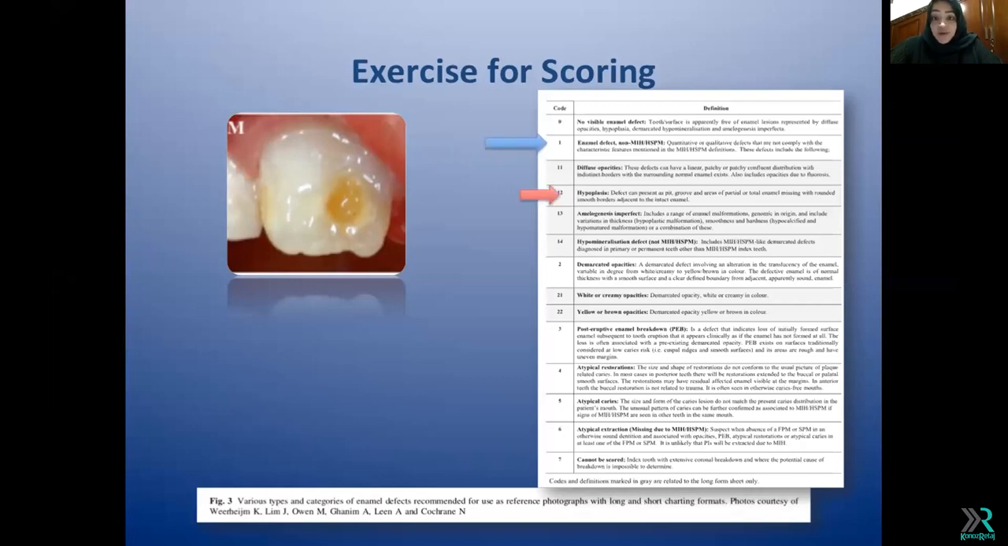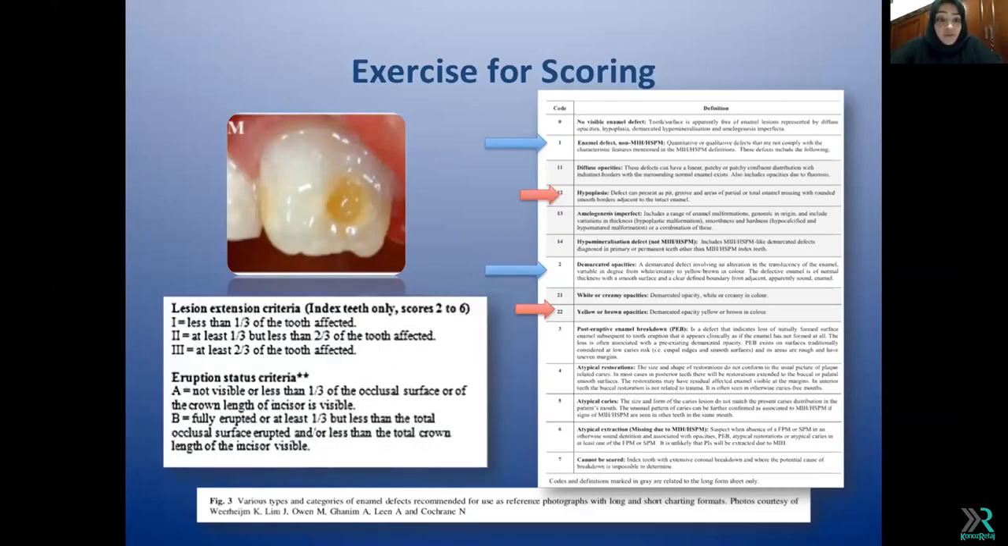It could be hypoplasia. And also we can categorize it as a well-demarcated opacity. Further, as we can see, this is yellow, and here it's creamy white. Usually when we have 2 lesions, we categorize it according to the more severe. So we categorize it as 2-2. And since it falls between 2 and 6, the lesion extent is more than one third of the tooth, so it's 2, and the tooth is more than one third erupted.